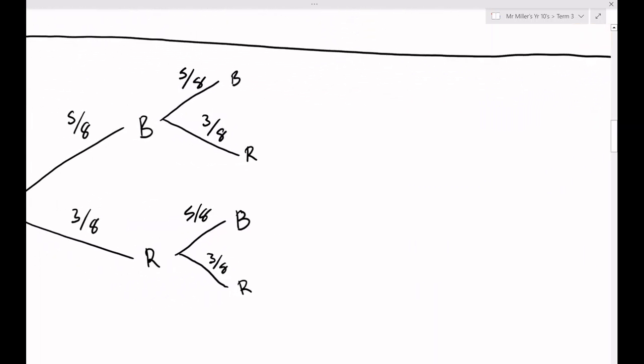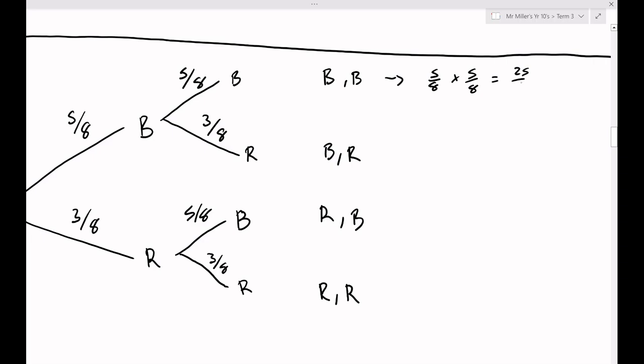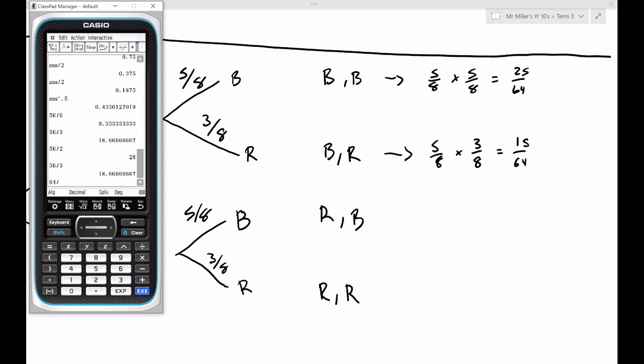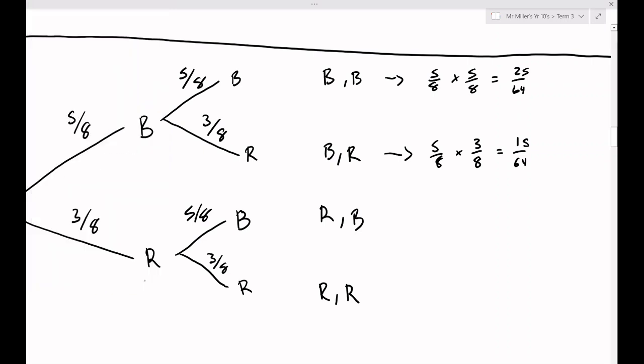Okay, now we can list out our sample space. Again, it's going to be the same: BB, BR, RB, and RR. And we can find the probabilities by multiplying along the branches. 5/8 by 5/8, that's 25 on 64. I don't think we can simplify that. 5/8 by 3/8, that's going to be 15 on 64. I better double check to see if we can simplify that. I don't think we can.